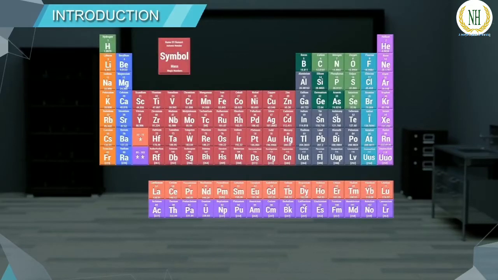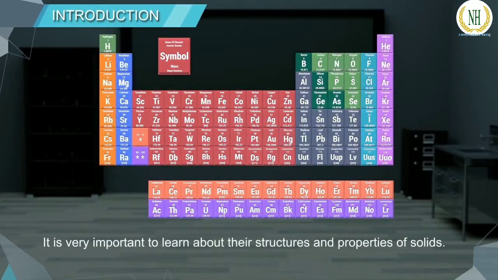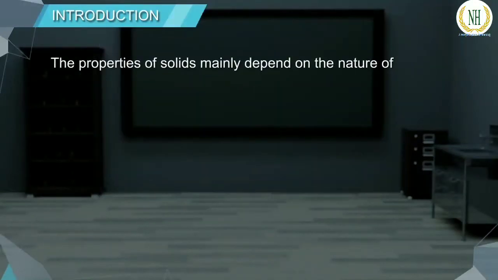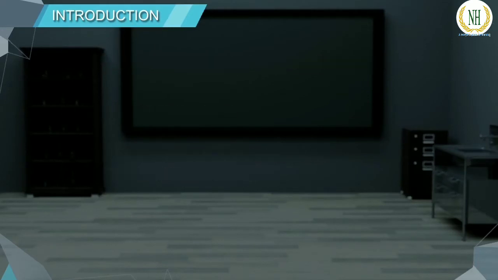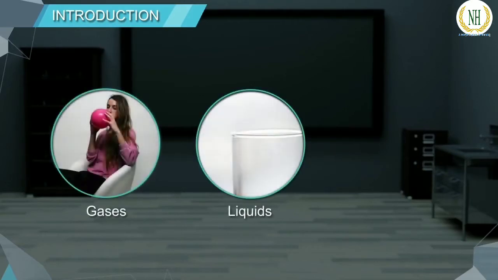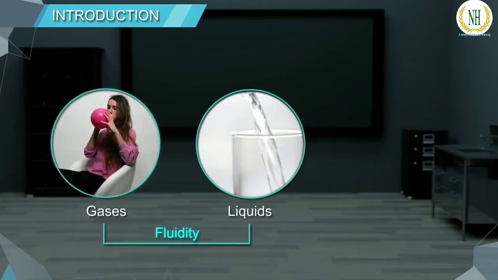In the periodic table, there are 11 gaseous elements, few are liquids, and the rest of the elements are solids. Hence, it is very important to learn about the structures and properties of solids. The properties of solids mainly depend on the nature of the constituent particles and the binding force acting between these constituent particles.